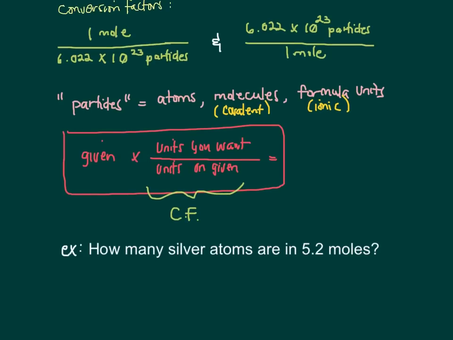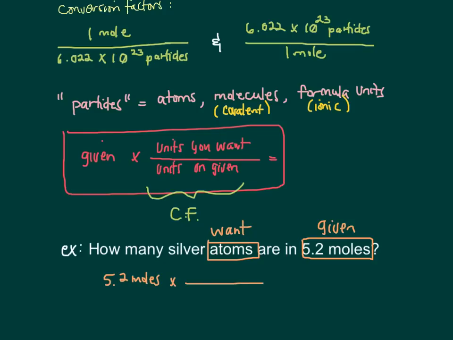So let's do a quick example. In this question, I am given a whole bunch of information, and so I want to sort through the information. The question is asking me how many silver atoms are in 5.2 moles. So 5.2 moles is your given, and the number of atoms is what you want. So we're going to set our question up with this little template. What we were given is 5.2 moles.